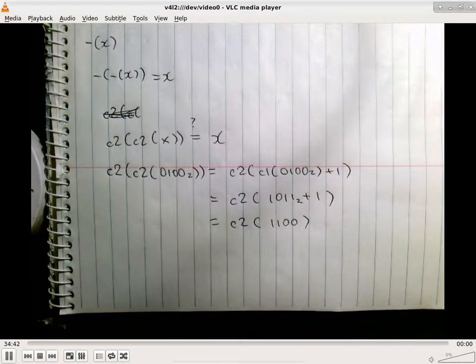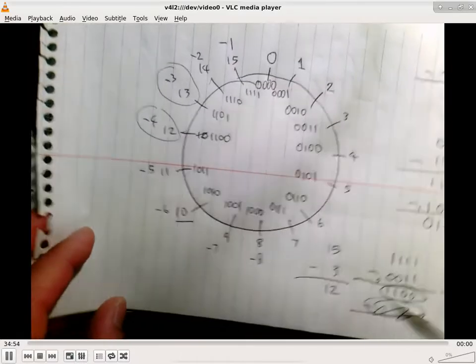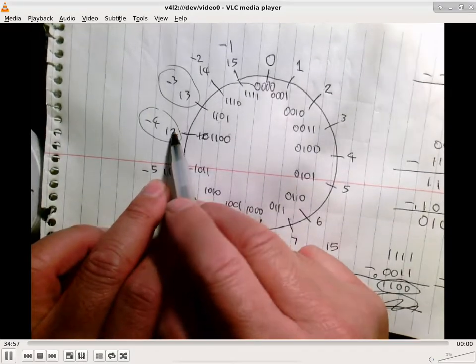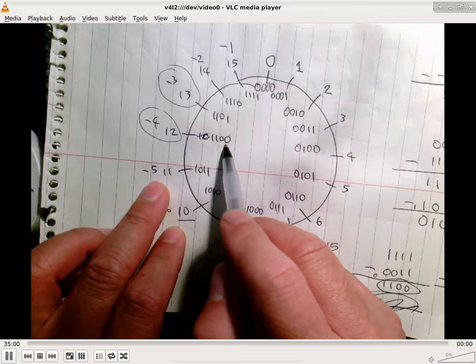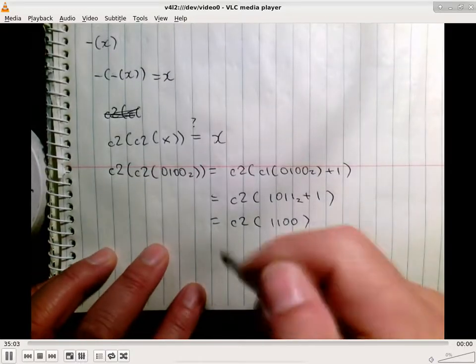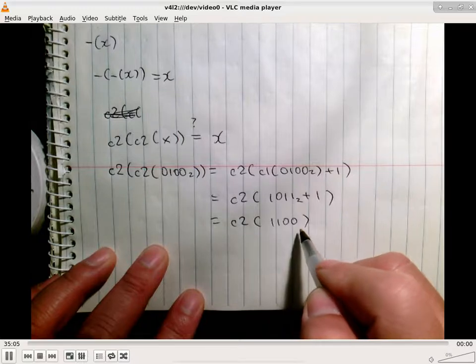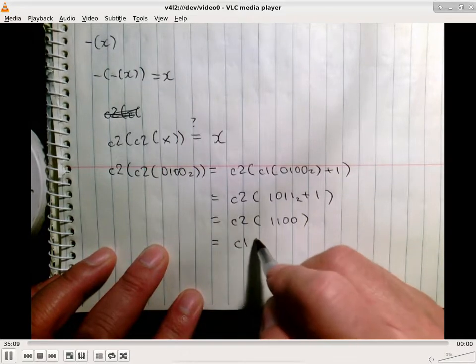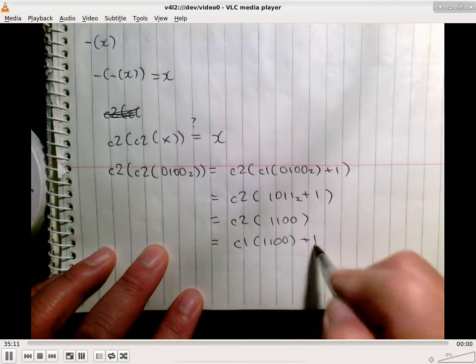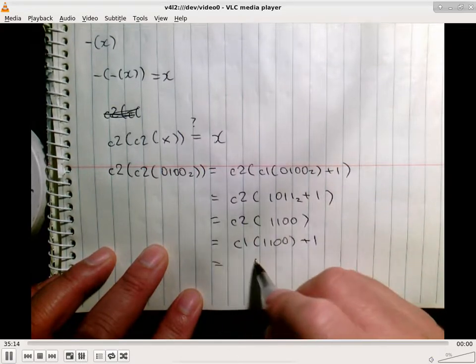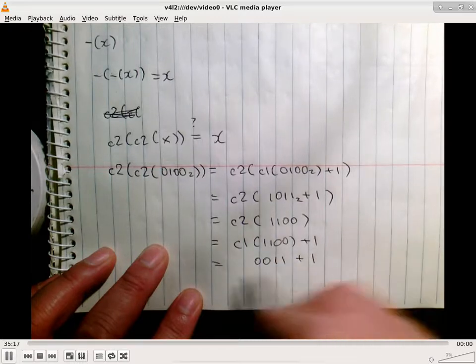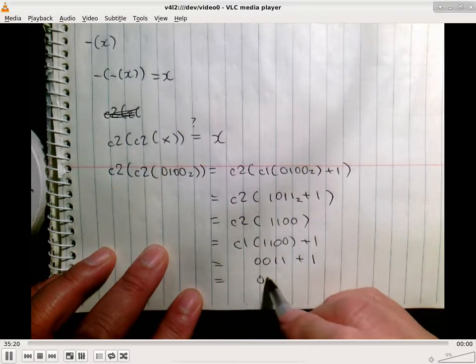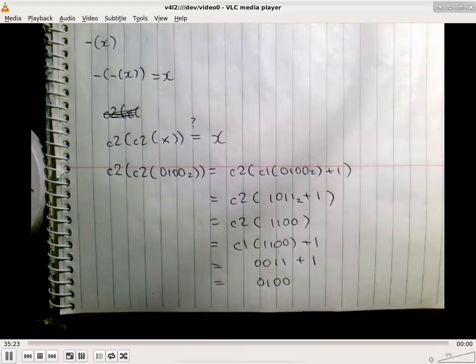Is that making any sense? 1011 plus 1 is 1100. Now we can check that too using the wheel. Because 1011 is 11, plus 1 it becomes 12, and 12 does have the bit pattern of 1100. So it all checks out. So now we perform the 2's complement of 1100, which becomes the 1's complement of 1100 plus 1. 1's complement is to flip all the bits, so it becomes 0011, and then plus 1, and 0011 plus 1 is 0100. Ooh, magically that works.